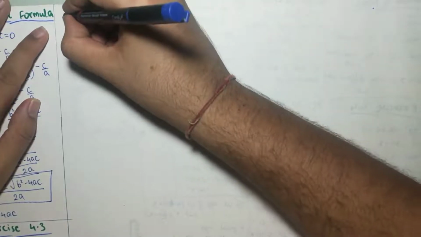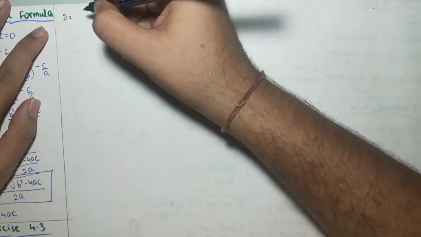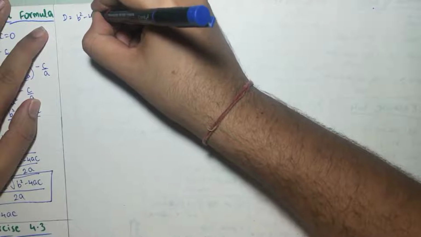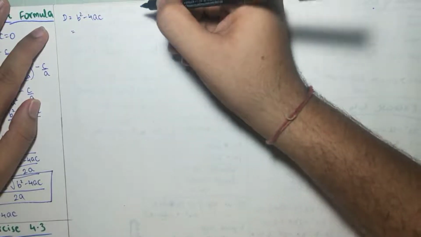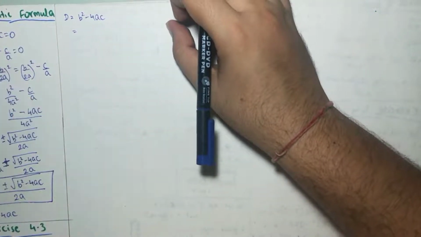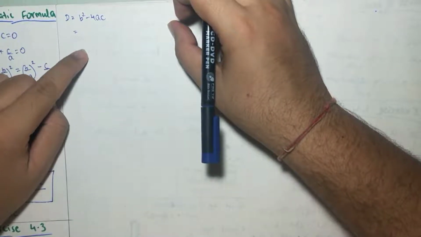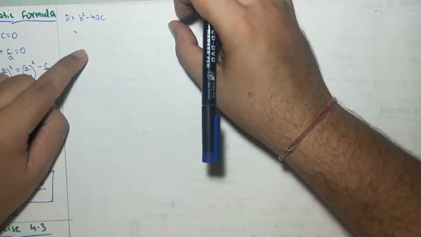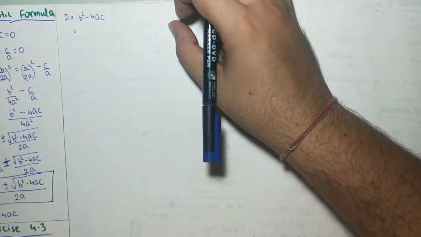Now, first of all, we will find the discriminant, that is b square minus 4ac. Why do we need to find this? To check whether the roots are actually possible or not. If it's not possible, we will stop there. If it is possible, then we will proceed.